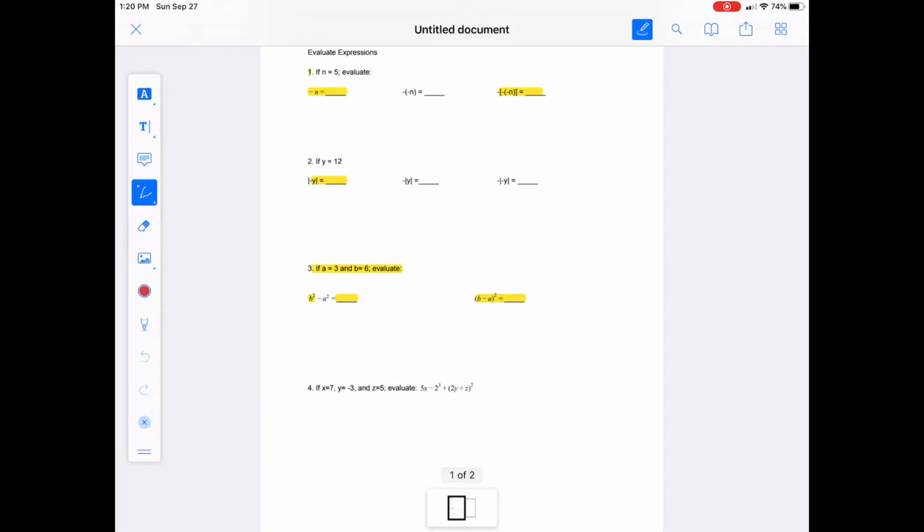So looking at problem 1, we were given that n is 5, and we want to evaluate negative n. Sometimes it's nice just to put the value that we are plugging in parentheses. Sometimes it looks busy, but oftentimes it helps. So if I just see negative and then I've got my 5, I know that results in negative 5. Now here we've already got the parentheses, so we just plug it in like so. And we remember that a negative times a negative is a positive, making this one 5.